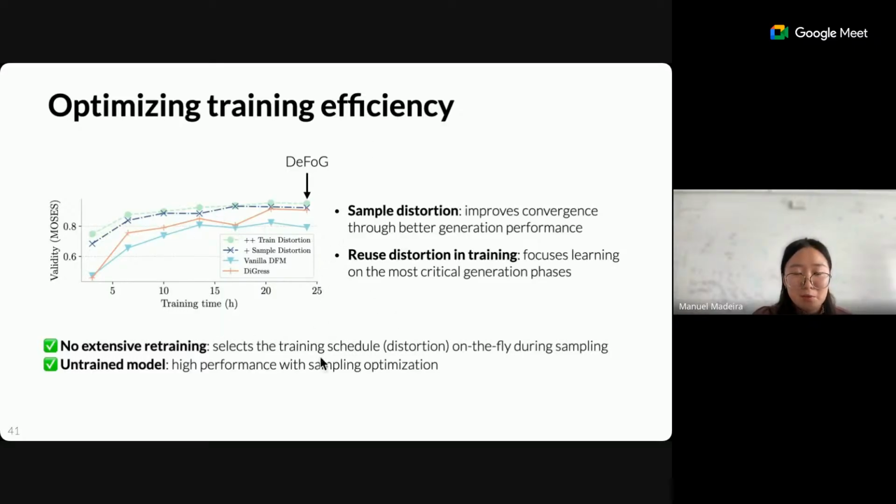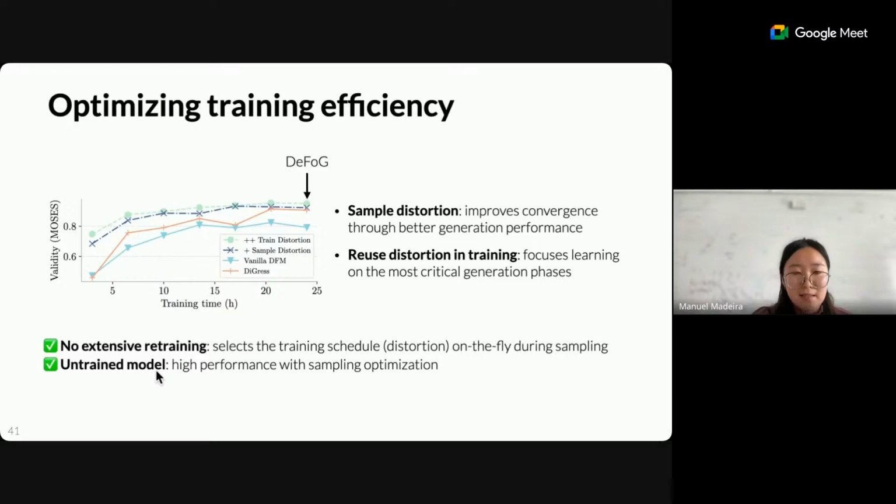And in the end, I want to conclude for training efficacy. The first good part of that is that we don't need to do extensive retraining. The best distortion function, which is similar to the noise schedule used in diffusion, was selected during inference time. So we don't need to retrain the model for every one of the configurations.